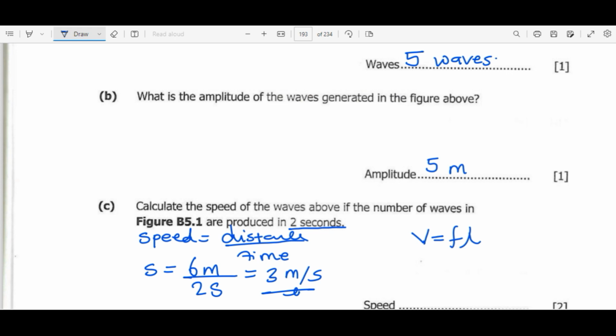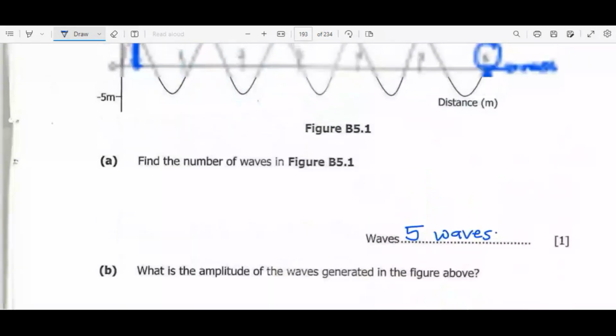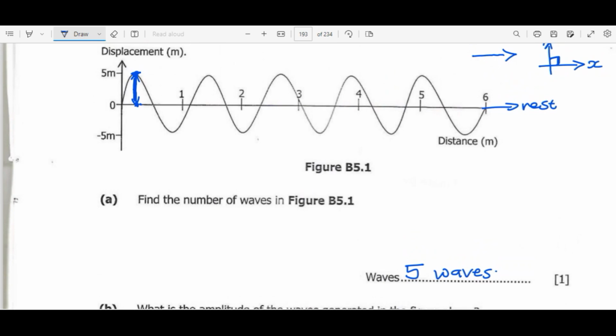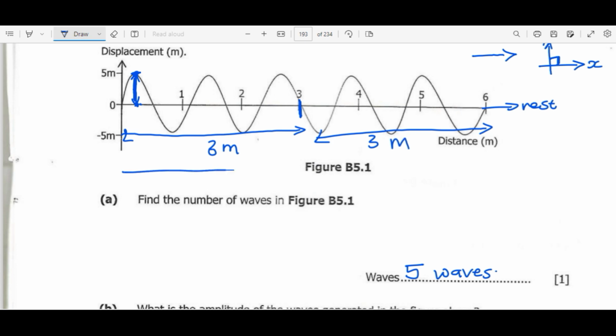Which means that per second, for 1 second, a distance of 3 meters was covered, and it's making sense. So let's look at where 3 meters is. So this is our 3 meters. From this point up to here, the distance is 3 meters. Then from this point up to here, the distance is 3 meters. Then the total distance is 6 meters.